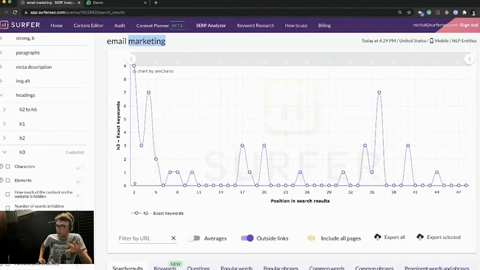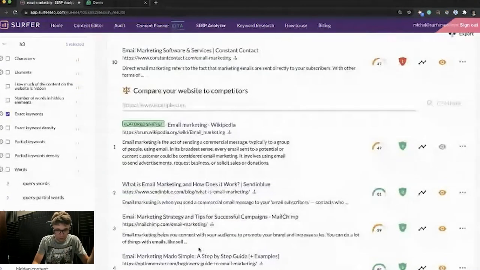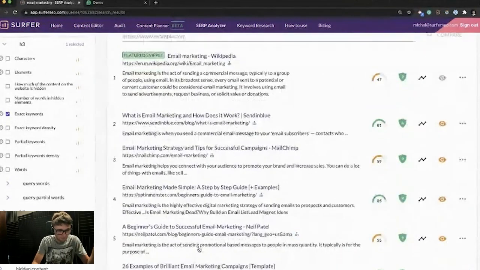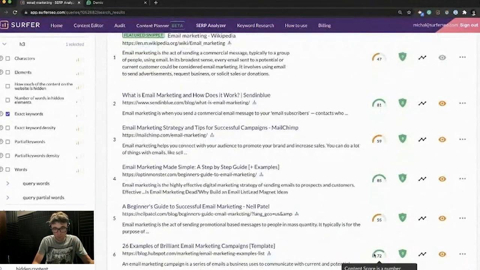Excluding HubSpot because they are big is not the best idea, because HubSpot is a specialist at email marketing. So even though someone has a strong domain, it's not a trigger to remove them if they have well-optimized content. And HubSpot definitely has, let's take a look at the content scores. 72. Top 3 content score. So definitely they are worth considering as a competitor.